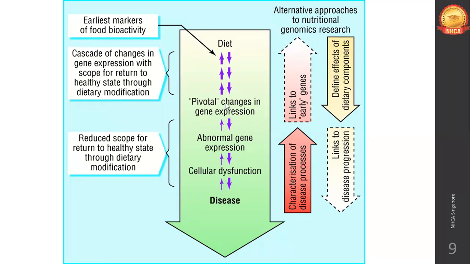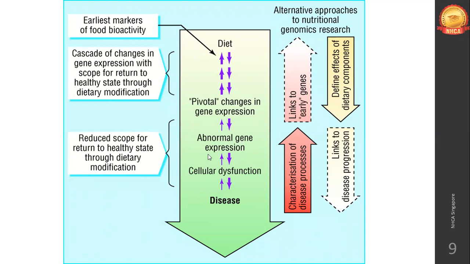So the diet, the earliest food markers, will cause a pivotal, a turning point of your gene expression. This is where the transcription has begun, the mutation has begun. You can call this a mutation area also. Once the mutation has begun, definitely there will be an abnormal gene expression. After a mutation, a normal gene becomes the target of the mutation, and it becomes an abnormal gene.